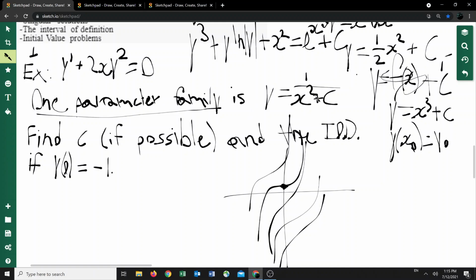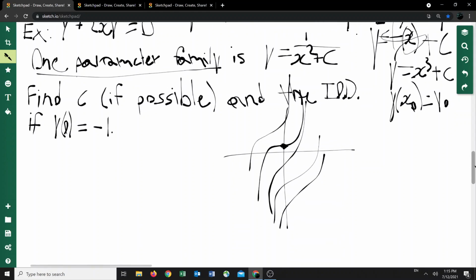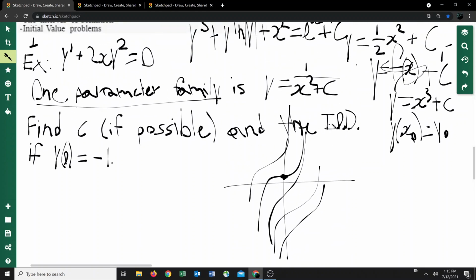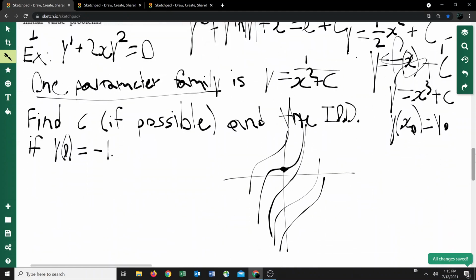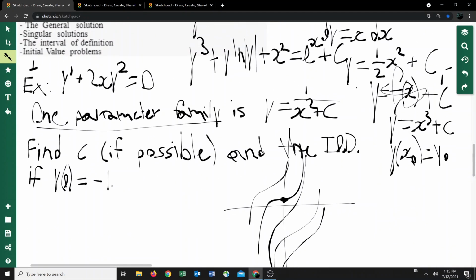But we're given that the one parameter family, because there's one parameter, is y equals 1 over x squared plus c. So now our goal is to find c if possible, and the interval of definition if our initial condition is y of 0 equals -1. Okay. So how do we do this? Let's plug in this initial condition to find c.